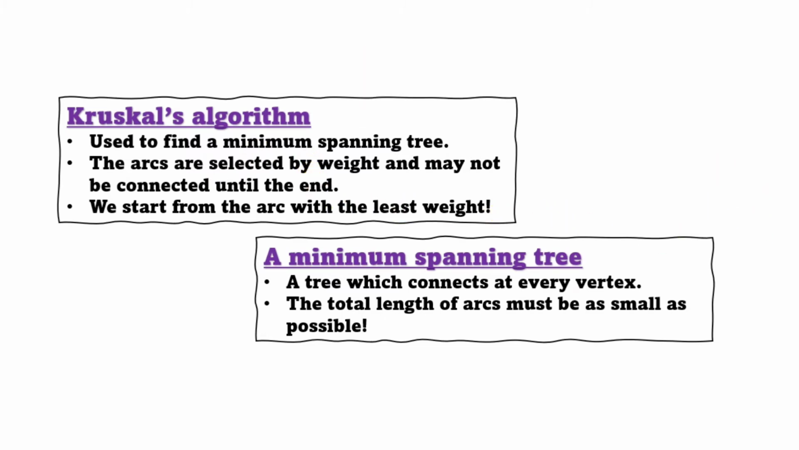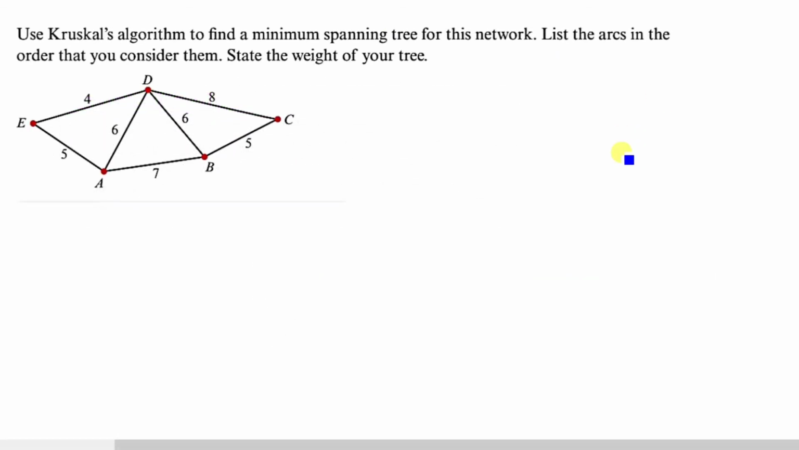Now let's look at an actual exam question and try to apply this method. It's going to come naturally, guys, so don't worry. When you use the algorithm, it becomes so easy. So let's try out this exam right here. It says to use Kruskal's algorithm to find a minimum spanning tree for this network. List the arcs in the order that you consider them and state the weight of your tree. Okay, so it's straightforward.